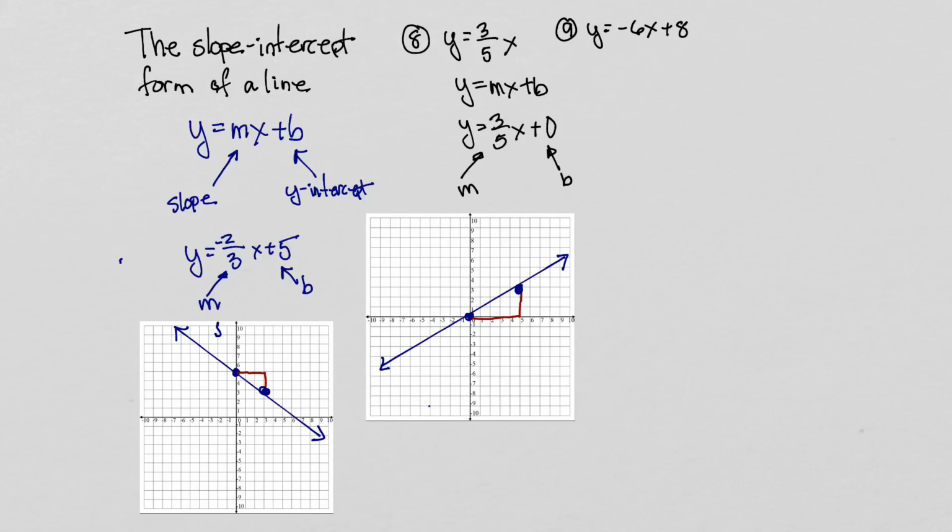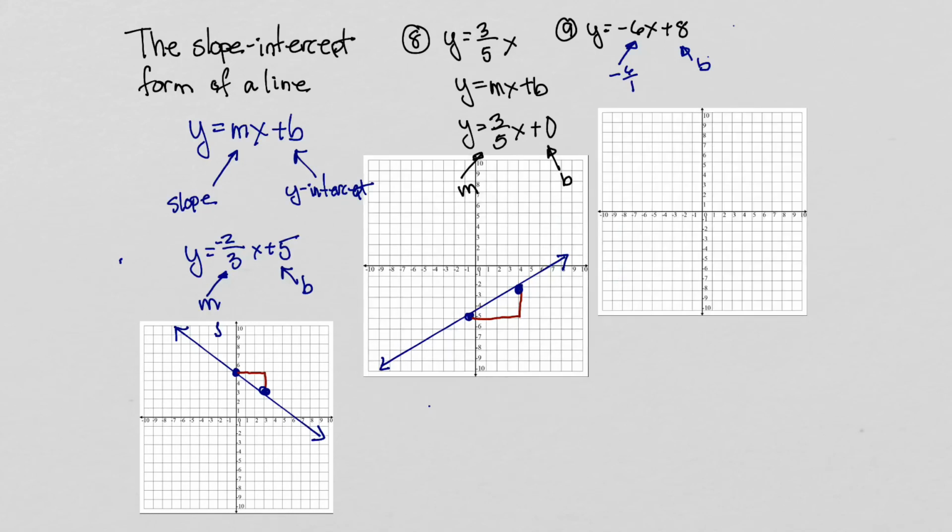Now in this problem here, y equals negative 6x plus 8. There's the slope, but I'm going to write it like this. Negative 6 over 1, right, because the slope's a fraction. And here is our y-intercept. So the line crosses at 8. Let's get a graph. So the line crosses up here at 8, and it has slope negative 6. So what we're going to do is go to the right 1, then down 6.